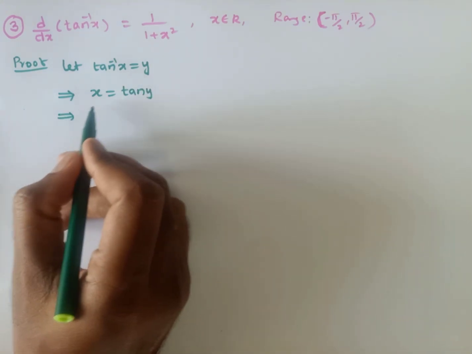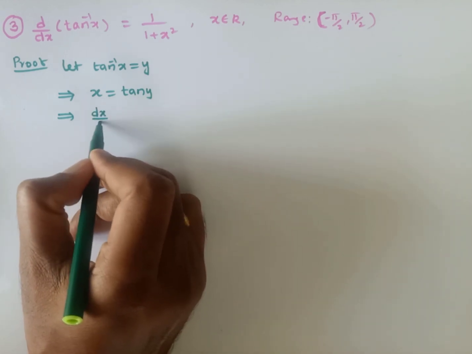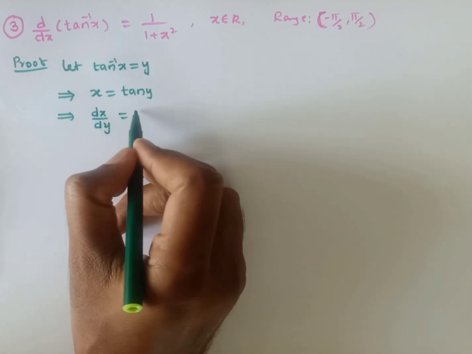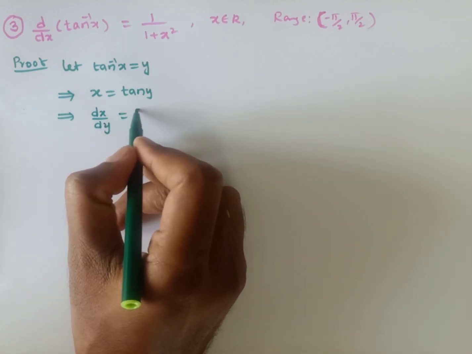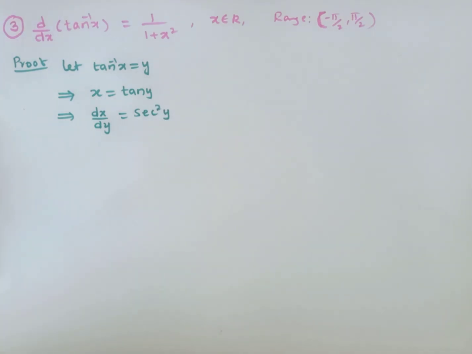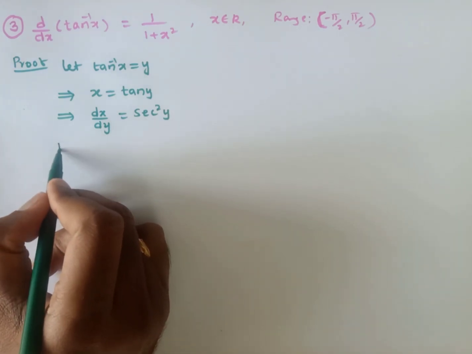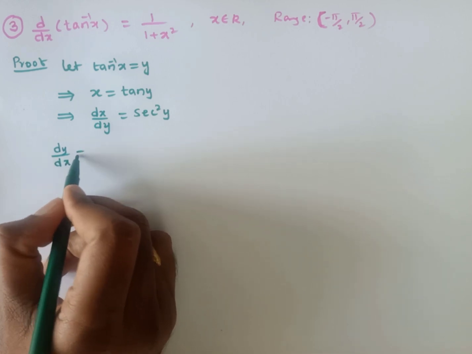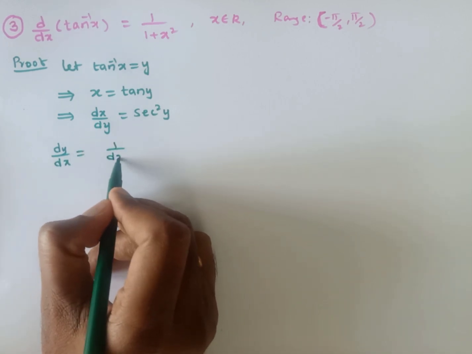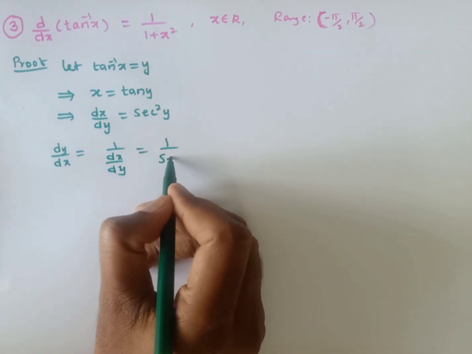Now differentiate on both sides with respect to y. So dx by dy is equal to the derivative of tan, which is secant square y. We should already know the definitions and derivatives beforehand. Now by the definition of inverse derivatives, dy by dx can be written as 1 by dx by dy. So this is 1 by secant square y.